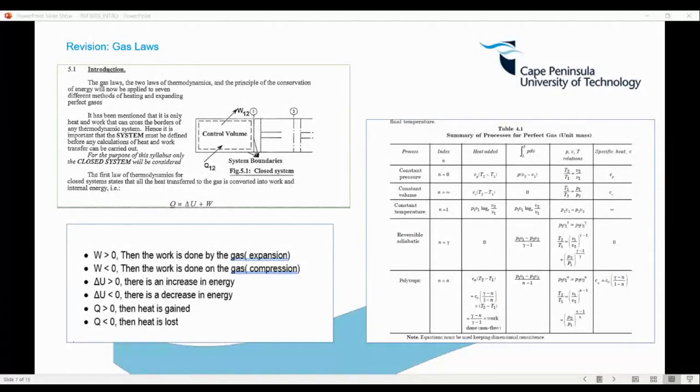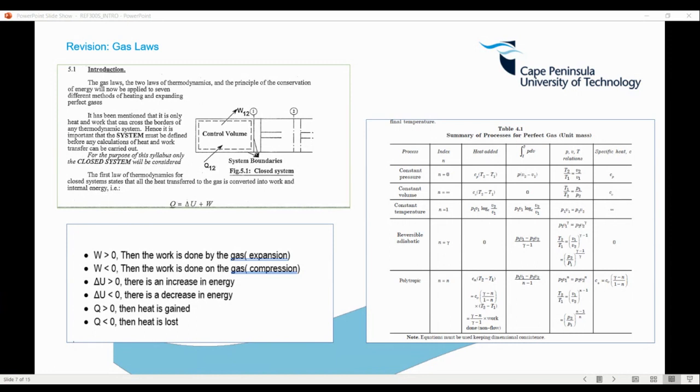Yeah. So if you have a look at the introduction part where it says 5.1, it talks about essentially the gas laws, and they are governed by the two laws of thermodynamics, which are based on the principle of energy conservation. We'll be applying it to five different methods of heating and expanding. I don't know if you guys remember this. I hope you do.